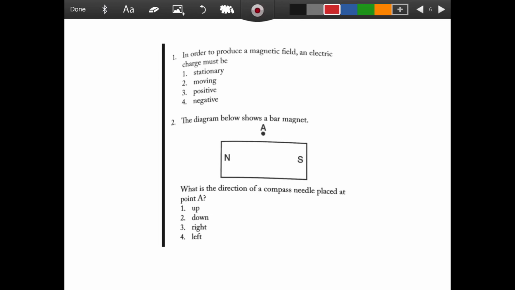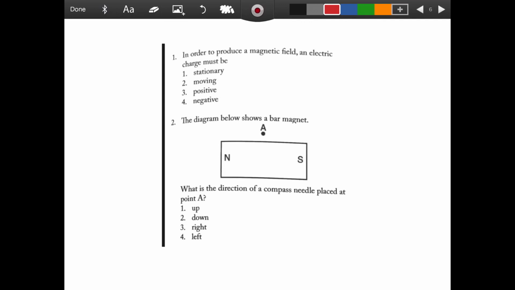Example problems on what Regents questions on magnets may look like. You may see a few of these on the Regents. It's not a major part of the electricity unit, but it is important, and I definitely want to go through some of these.